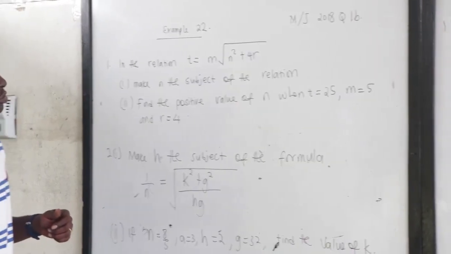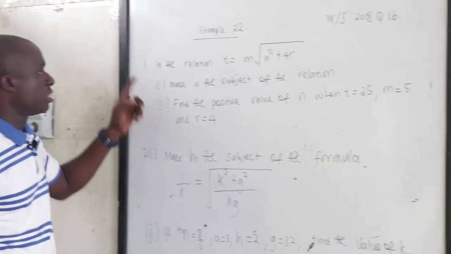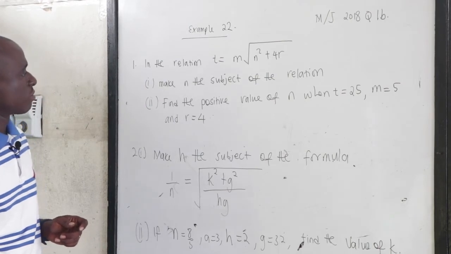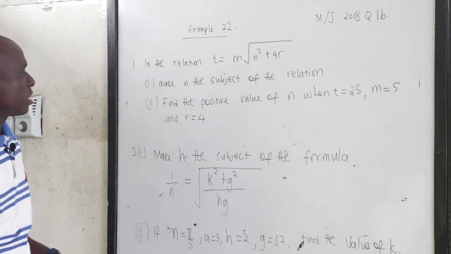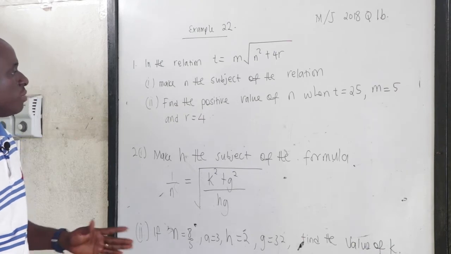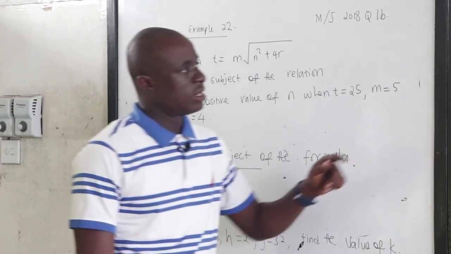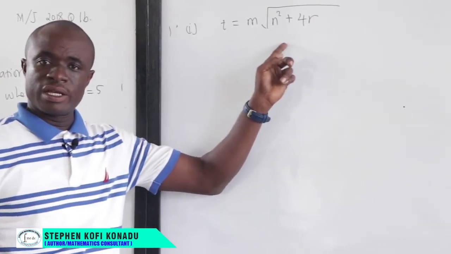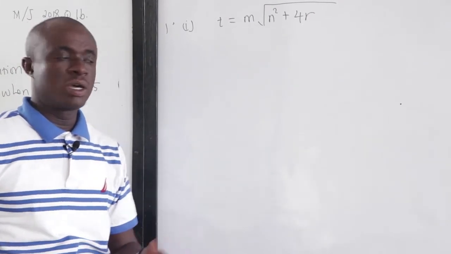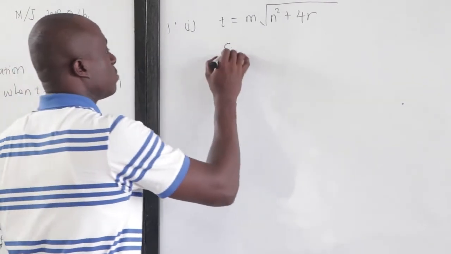Now this is the 22 May 2018 exam, question number 1b, that is for question 1. Now, in the relation T equal to M square root of N squared plus 4R, the first one says you make N the subject. Now let's see, the N is in the square root, it's in the radical. So what do we do? We have to square both sides.